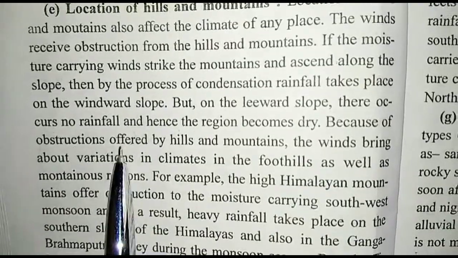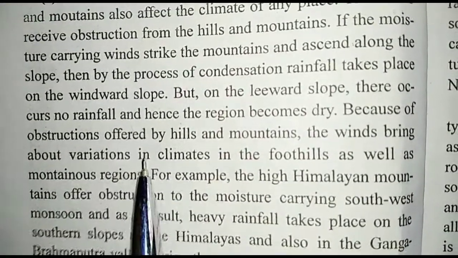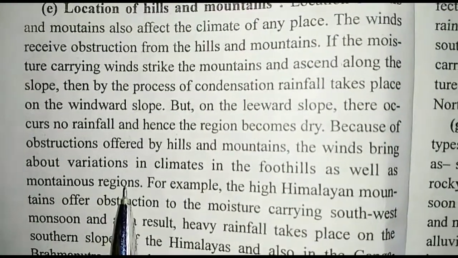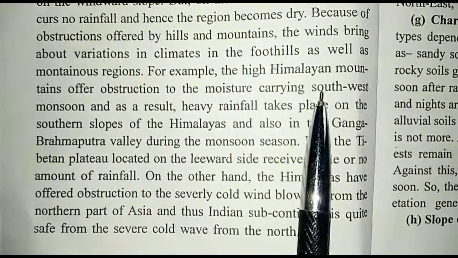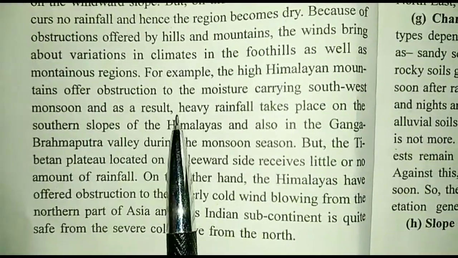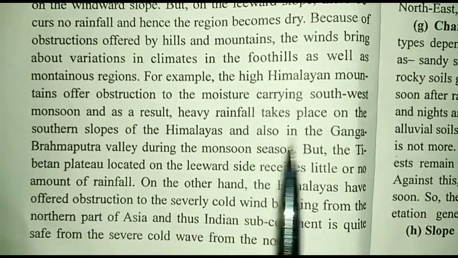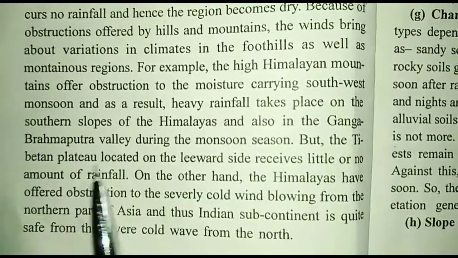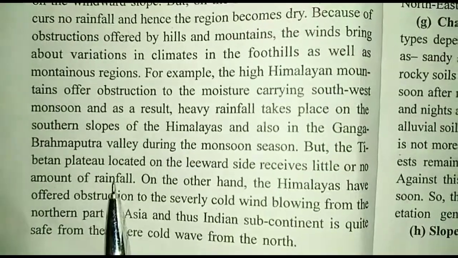And because of obstruction offered by the hills and mountains, the winds bring about variation in climates in the foothills as well as in the mountainous regions. For example, the high Himalayan mountains offer obstruction to the moisture-carrying southwest monsoon, and as a result heavy rainfall takes place on the southern slopes of the Himalayas and also in the Ganga-Brahmaputra valley during the monsoon season. But the Tibetan plateau located on the leeward side receives little or no amount of rainfall.